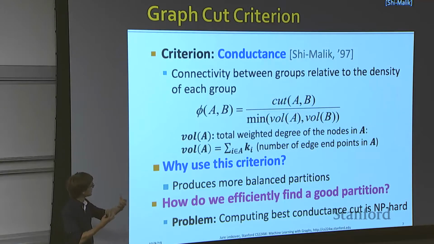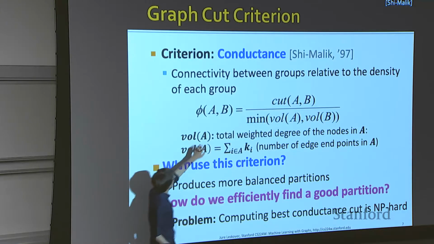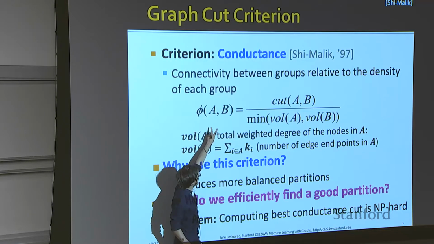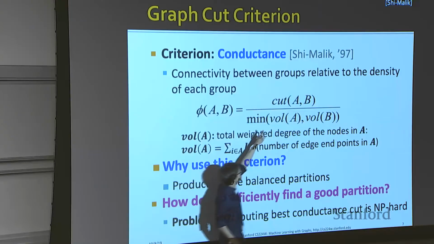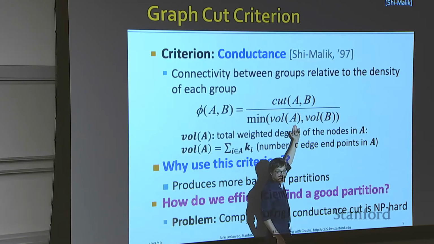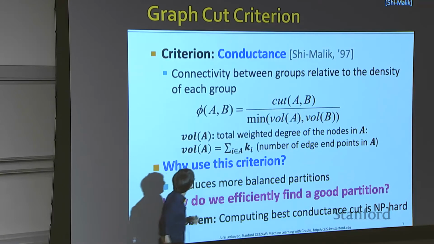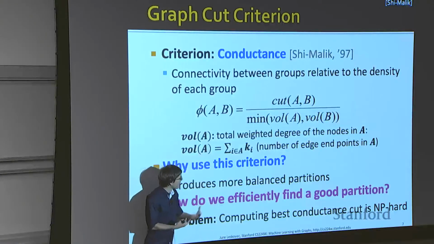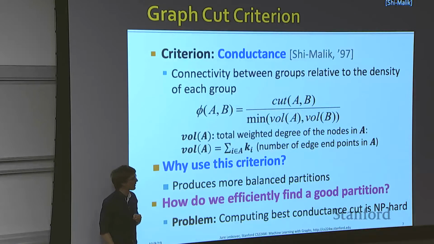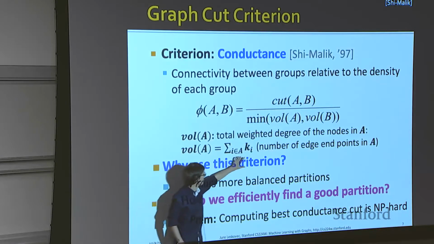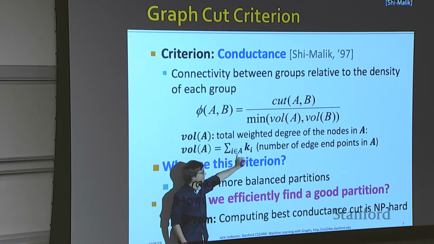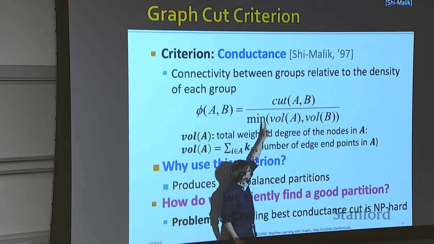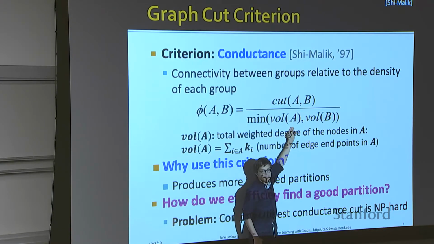It says conductance between a pair of groups is their density, the size of the cut relative to the density of both groups. So you say the conductance of sets A and B is the size of the cut divided by the volume, okay? And volume is the total weighted degree of the nodes inside a given set. So volume is simply a sum of the node degrees of the nodes that are in A. So here we are saying how many edges do we cut divided by the volume we get.